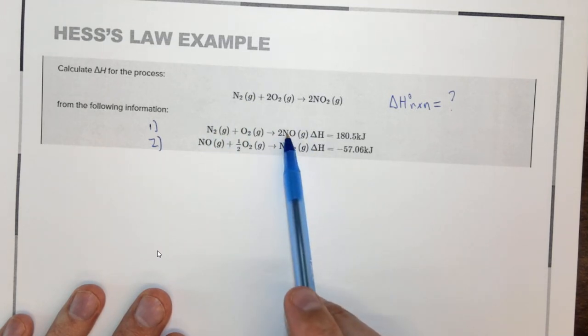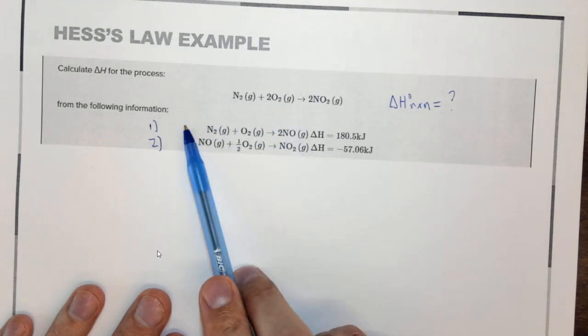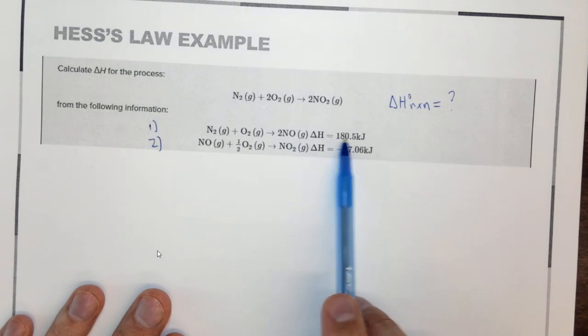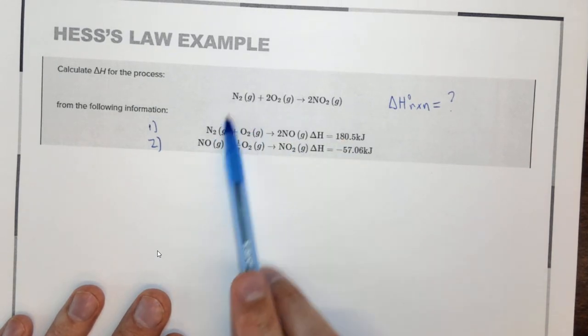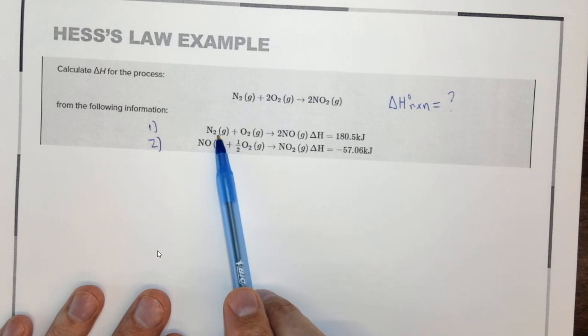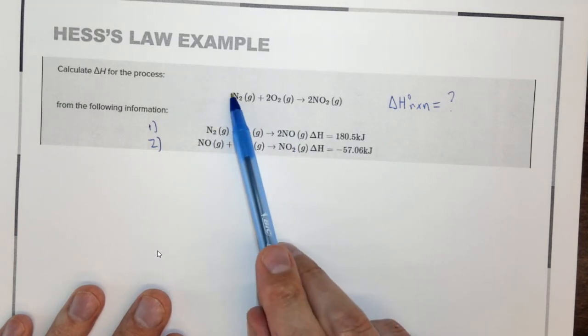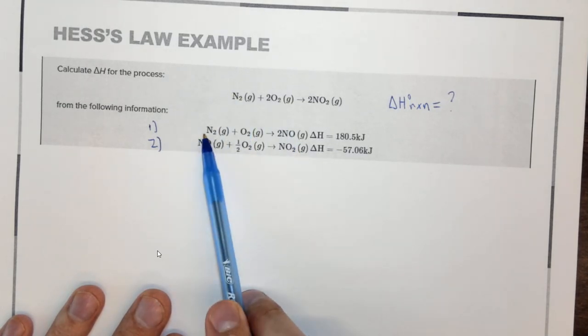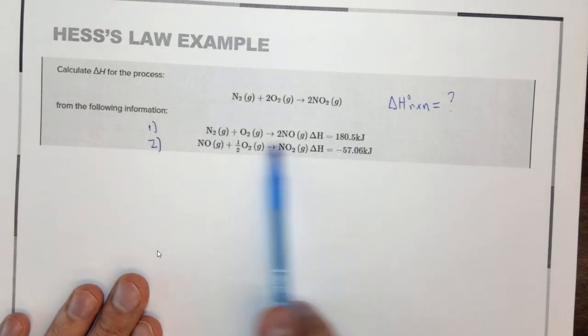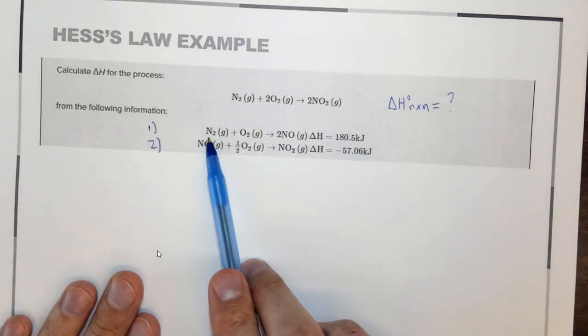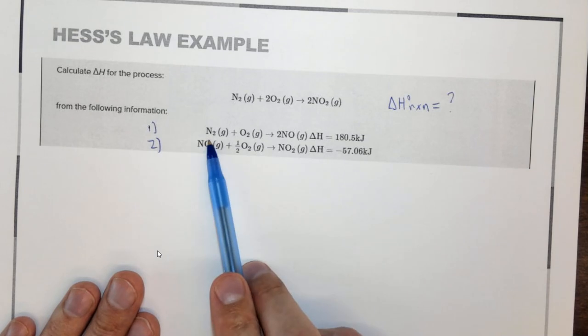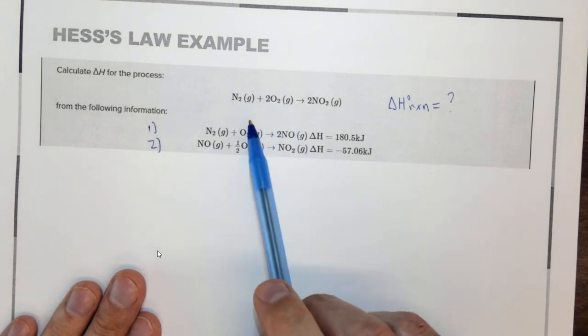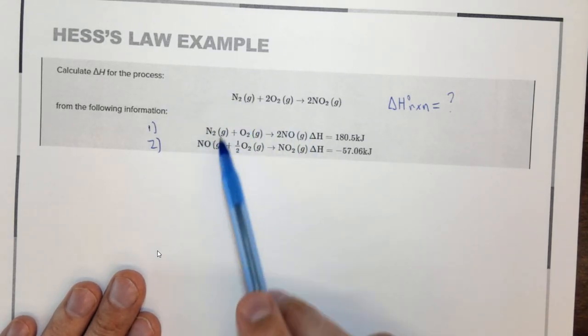If it's not on the reactant side, I may need to reverse the reaction. If I reverse the reaction, I reverse the enthalpy. But I don't need to do that here because it's already on the reactant side. The other thing I notice is there's one nitrogen here and one nitrogen here. So probably reaction 1 is good to go because it has the only nitrogen, which is on the reactant side, and it's the proper number.